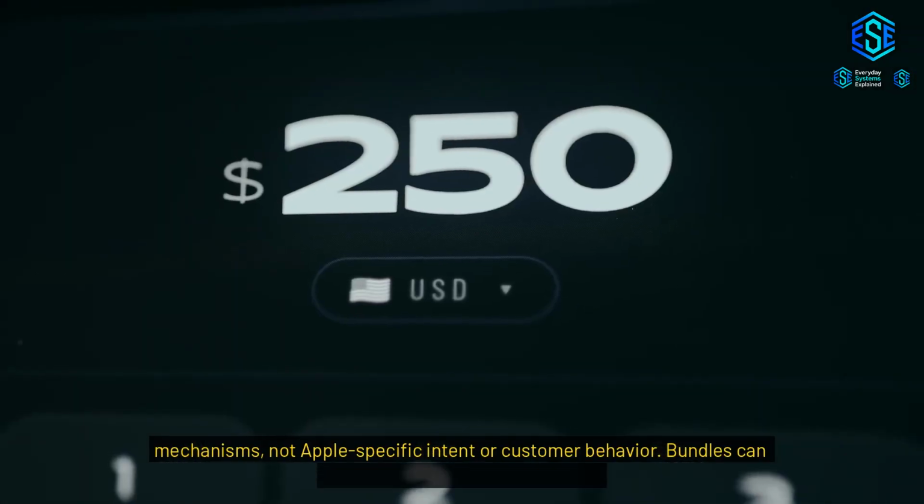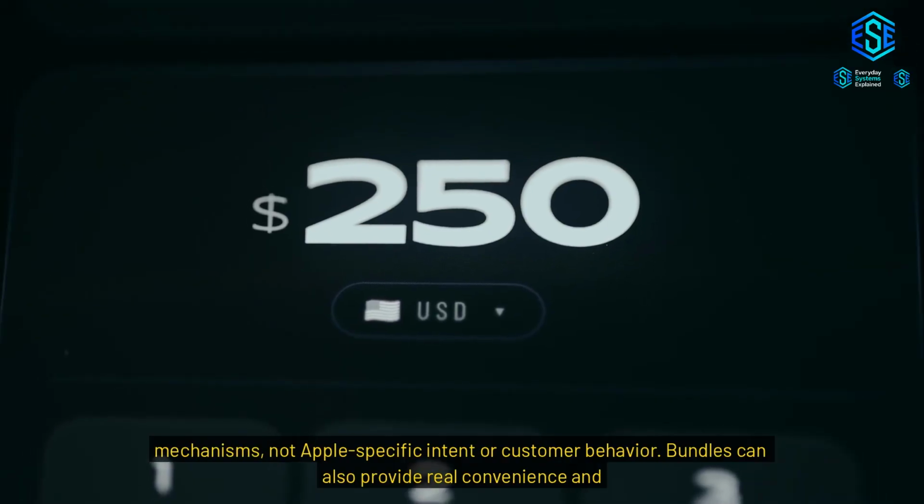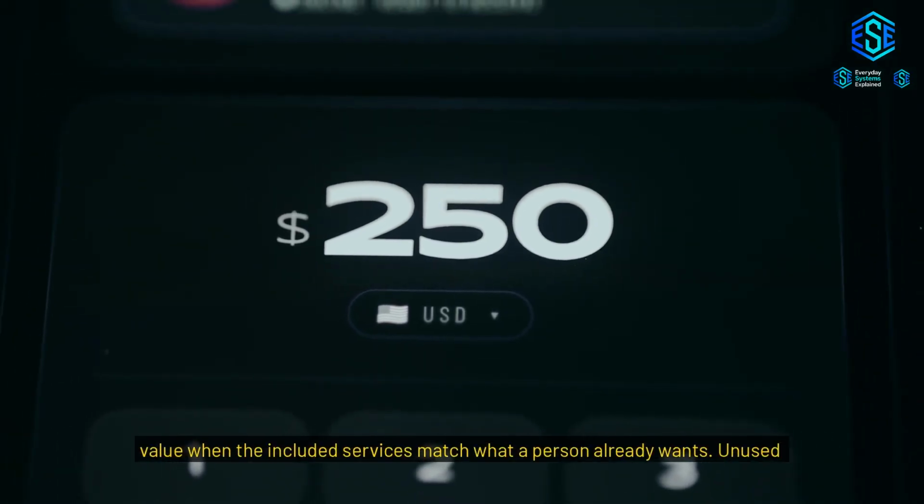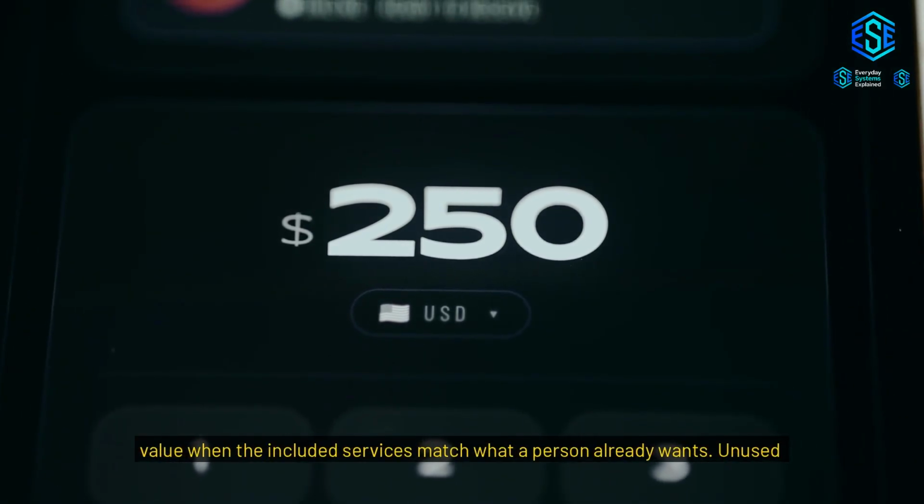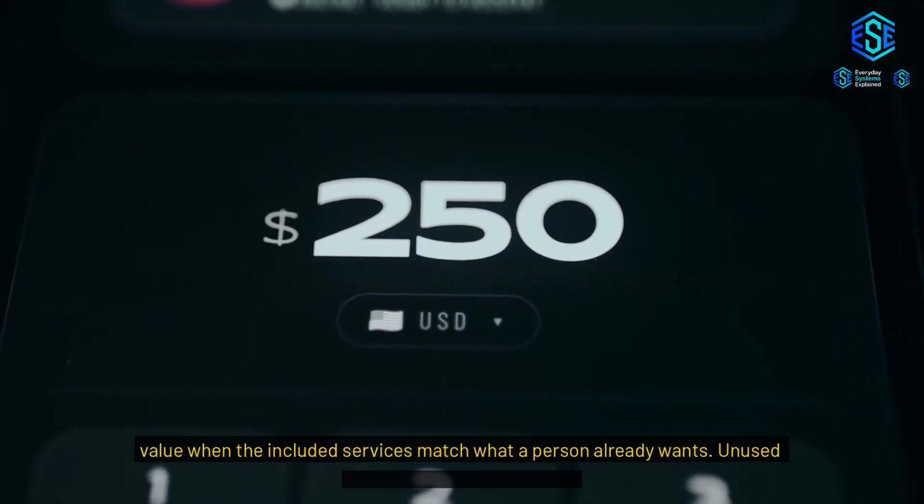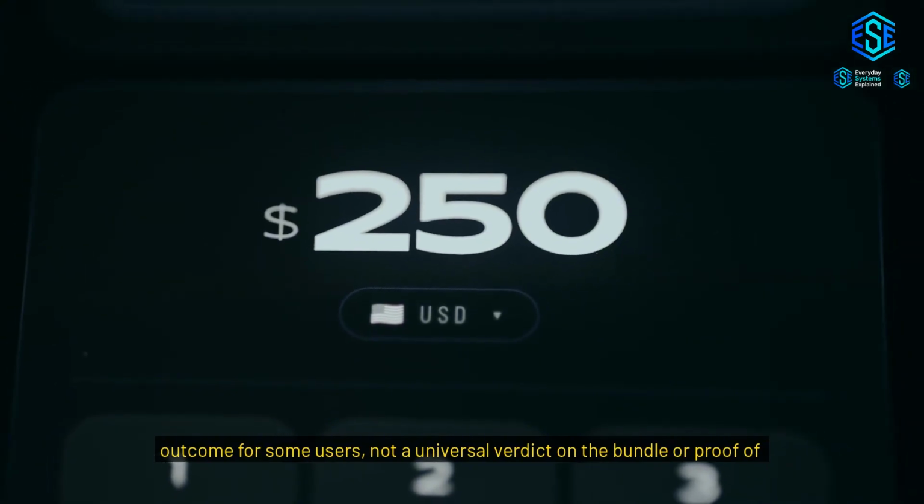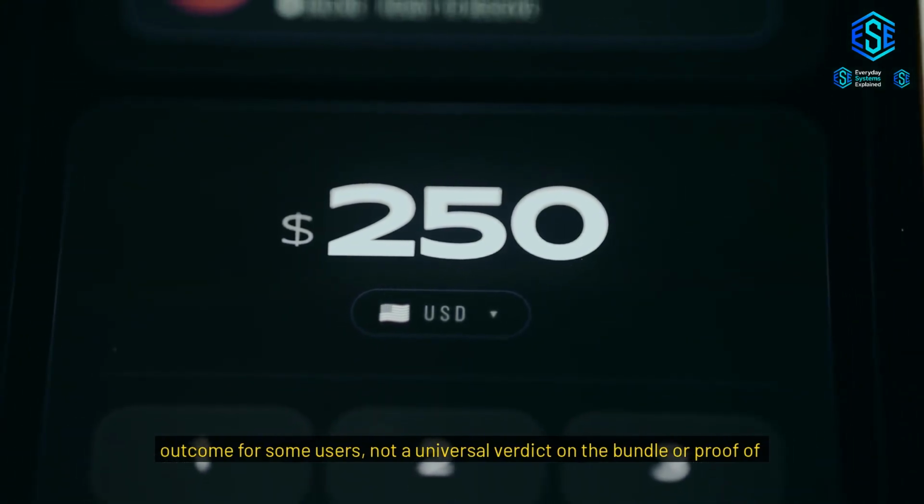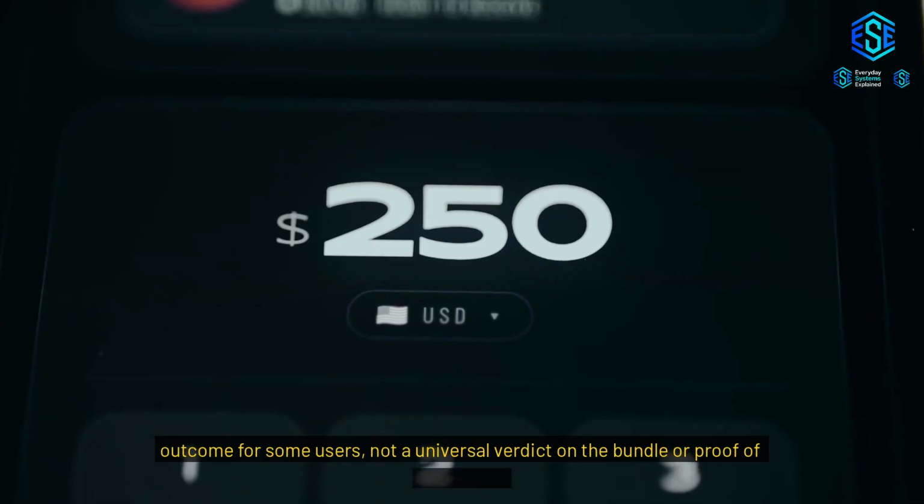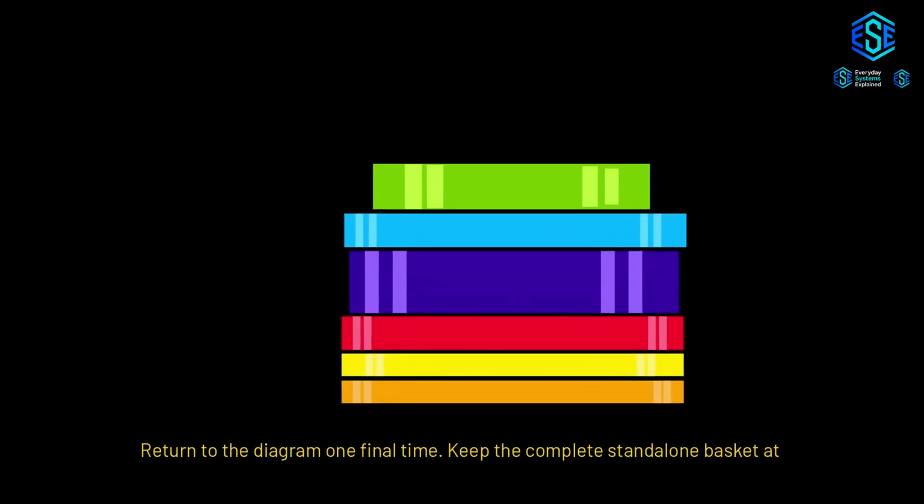Bundles can also provide real convenience and value when the included services match what a person already wants. Unused value is therefore a possible outcome for some users, not a universal verdict on the bundle or proof of deception. Return to the diagram one final time.